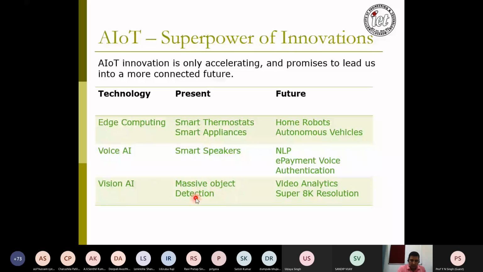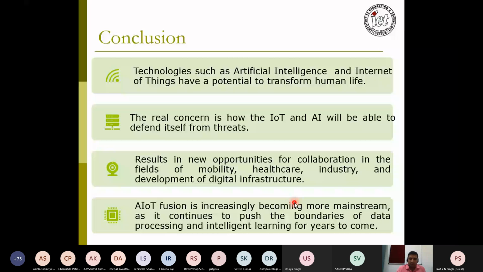means object detection, like computer vision, and here the future is video analytics, and maybe 8K resolution or super 8K resolution. So these are the outcomes that we have to see in the near future. Okay, so let us conclude this discussion of integrating artificial intelligence with IoT technology. Technologies like artificial intelligence and Internet of Things have the potential to transform human life.